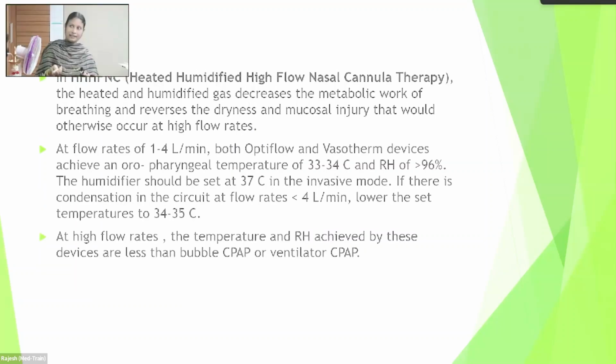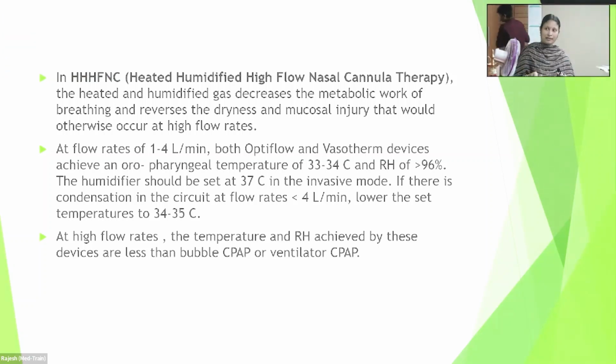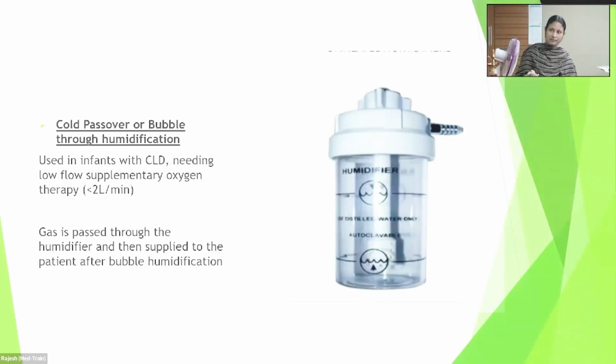When we come to the heated, humidified, high flow nasal cannula therapy, this heated and humidified gas will decrease the metabolic work of breathing and reverses the dryness and mucosal injury that would otherwise occur if it is not properly humidified and heated. If the flow rates are less, 1 to 4 liters per minute, then it can generate up to relative humidity of 96% and 32 to 34 degrees. And these will be relatively less compared to the CPAP and the ventilated mechanisms.